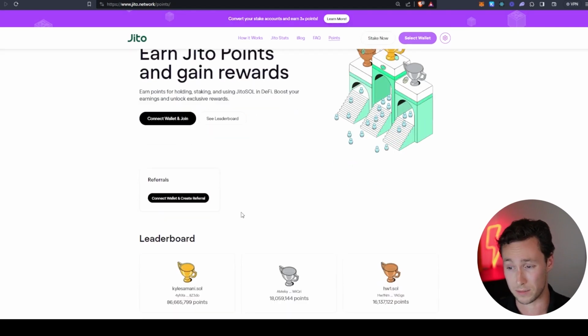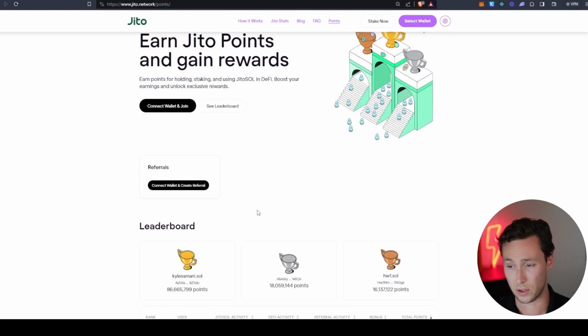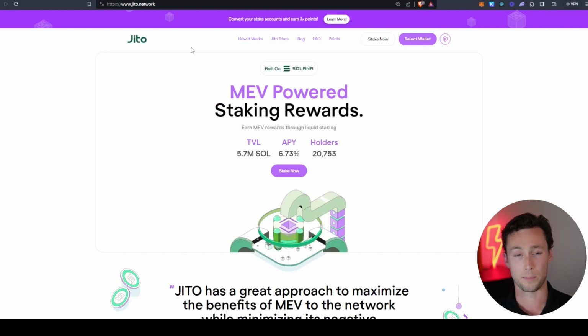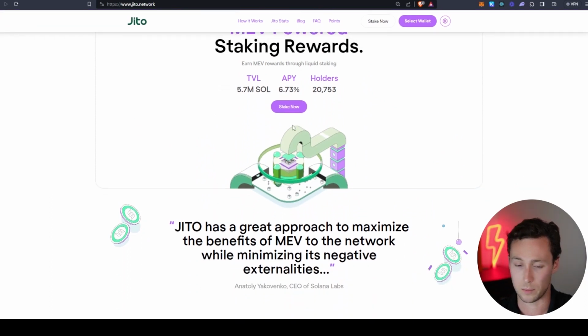They have a points program. So if you deposit your SOL in there, receive Jito SOL, and use that Jito SOL in DeFi, then you earn Jito points. We don't know for sure that's going to be redeemable for a token, but it seems pretty likely that there'll be some conversion between Jito points and a token eventually. Just imagine, for example, if you could have gotten into Lido when it was first launching on Ethereum. That's basically what you're doing for the Solana ecosystem now by getting into Jito.